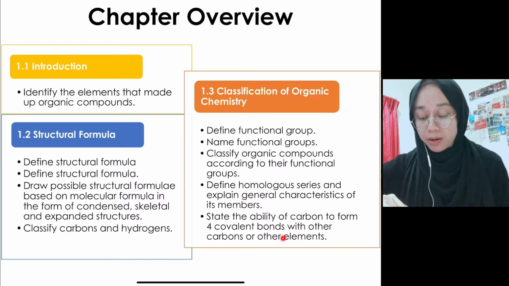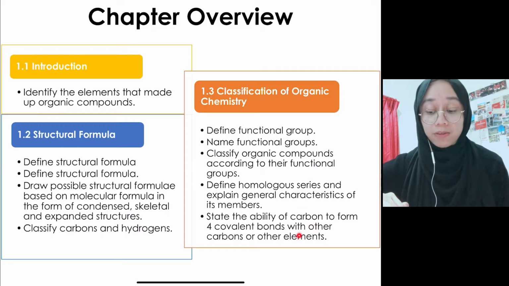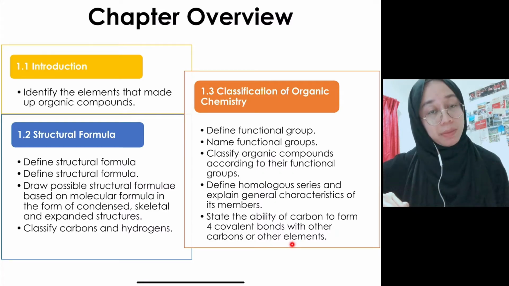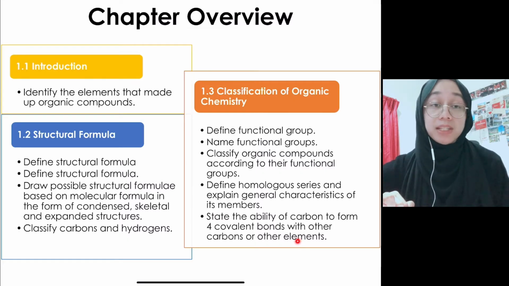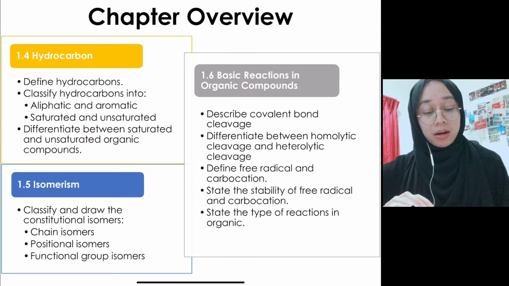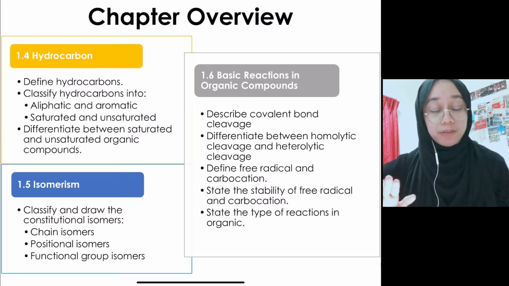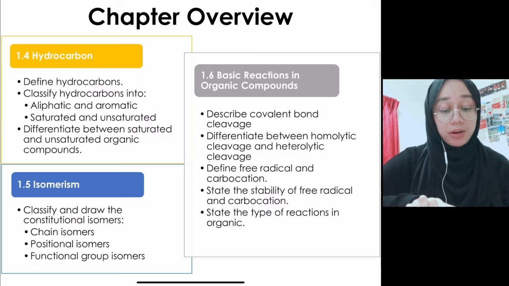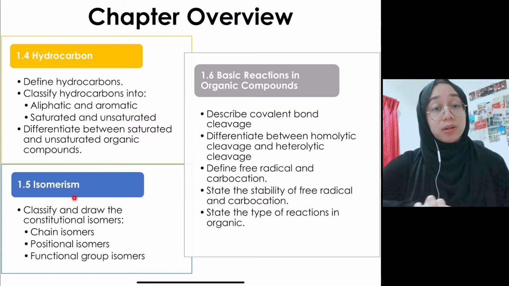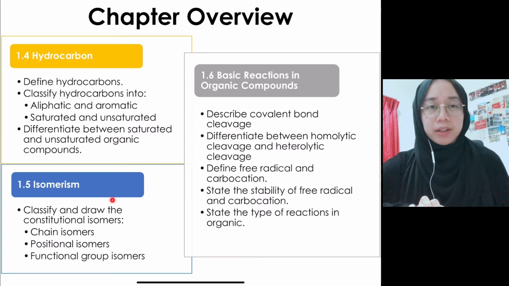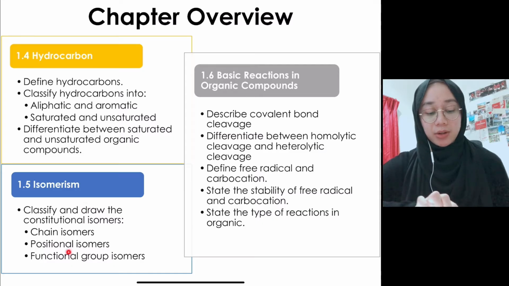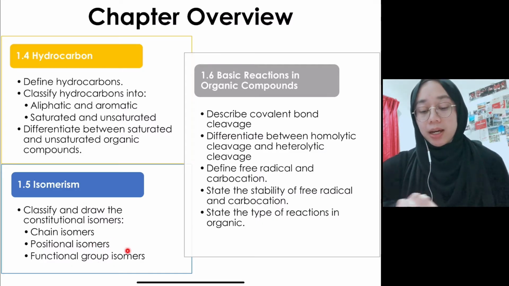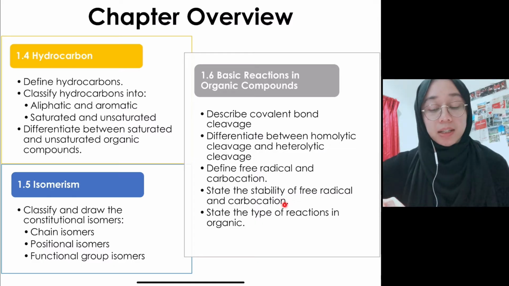And then we will be learning about the ability of carbon to form 4 covalent bonds with other carbons or other elements. So this part here, kita akan relate balik dengan the things that we have learned previously in semester 1. Okay, and then 1.4 hydrocarbons, kita akan belajar classification and also how do we differentiate between a saturated or unsaturated organic compound. Okay, and we'll be learning isomerism. So I think you've learned this actually during high school, but never mind. Kita akan tengok balik benda ni nanti. So ada 3 constitutional isomers, and then lastly we'll be learning about the basic reactions in organic compound.